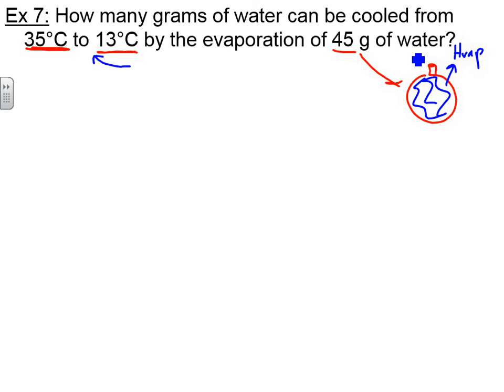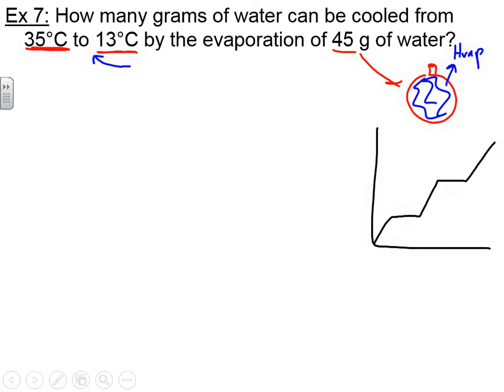And so what we'll do is we'll use the two equations from the heating curve. Our heating curve, again, here's the heating curve. These are the four portions of the heating curve. Let's ask ourselves, which portions are we referring to on the heating curve? Well, as we're vaporizing this water, we're referring to this portion of the heating curve, and then we're going to try to cool water from 35 to 13. That is going to be this portion of the cooling curve. Essentially, we're kind of going backwards, but the numbers work the same way.